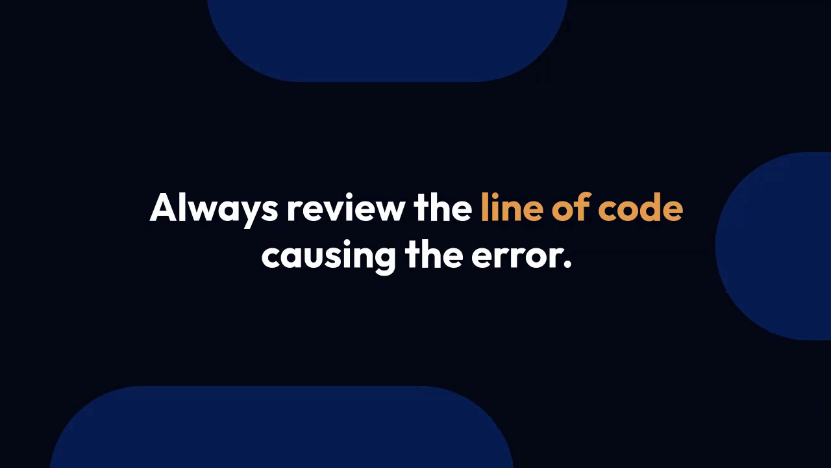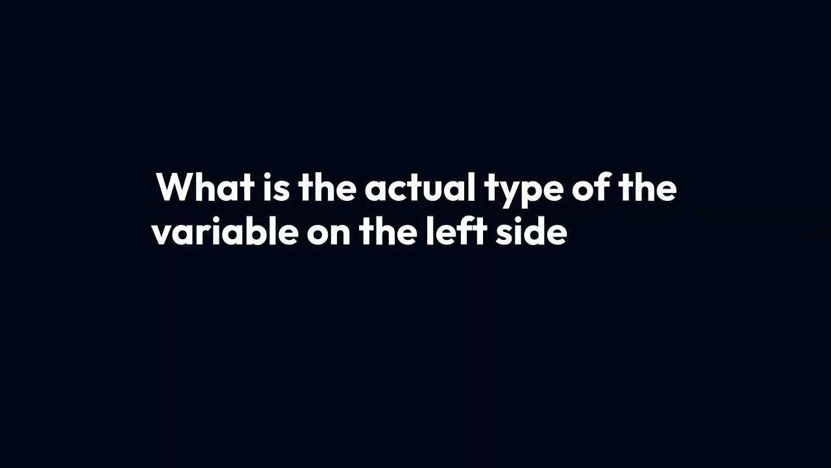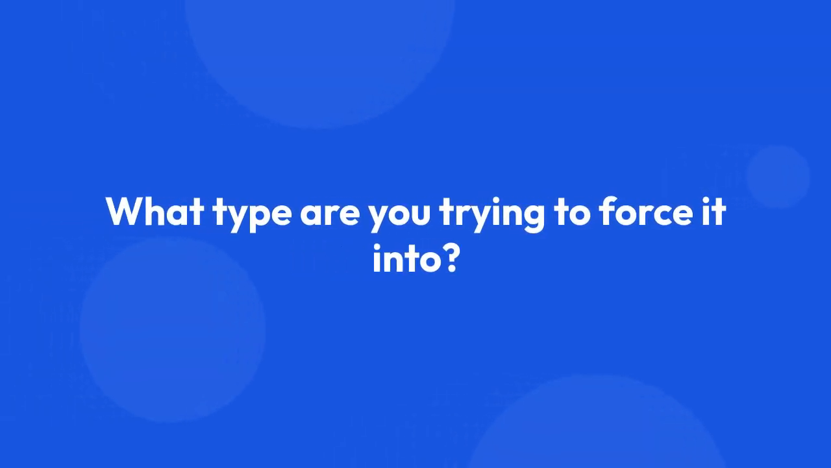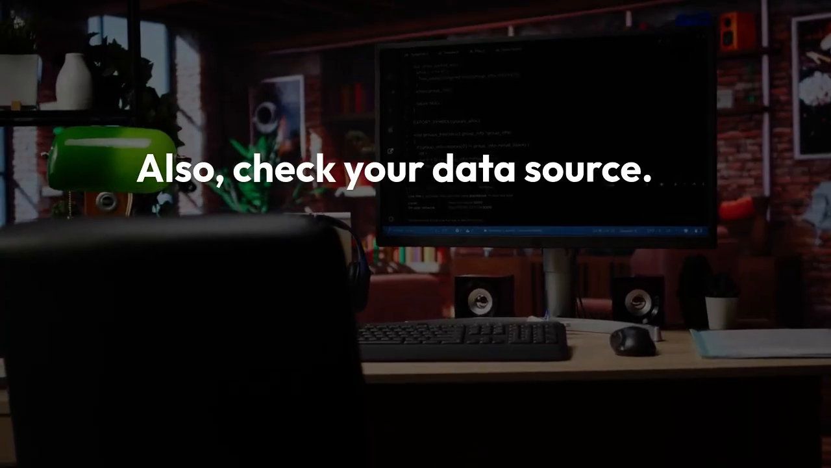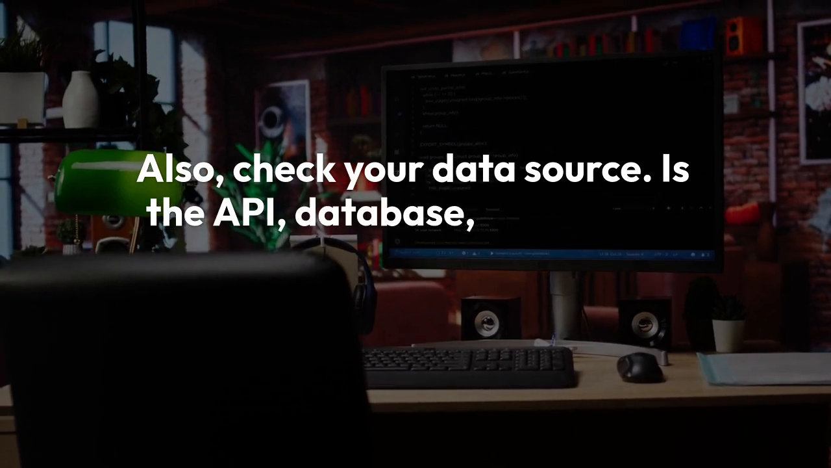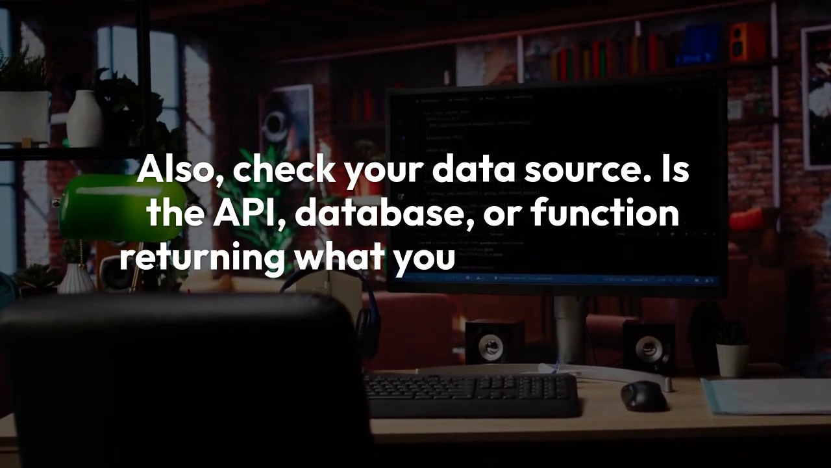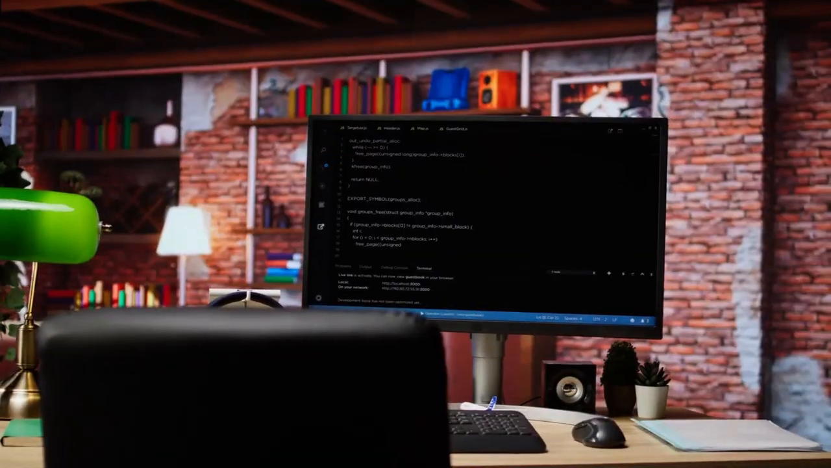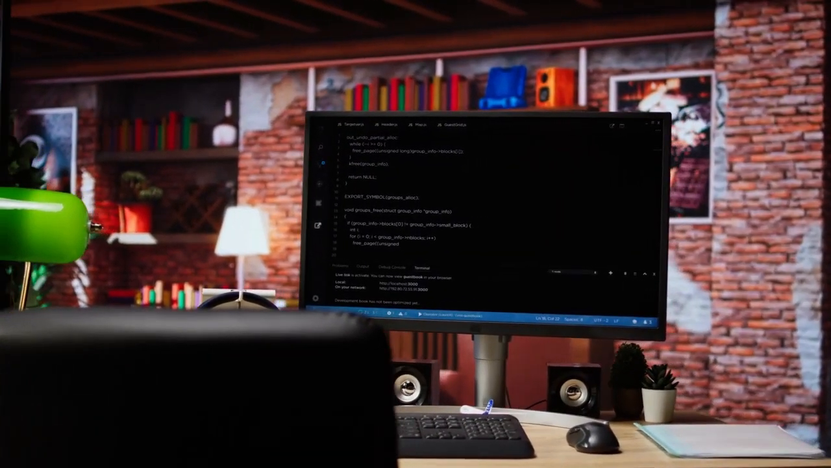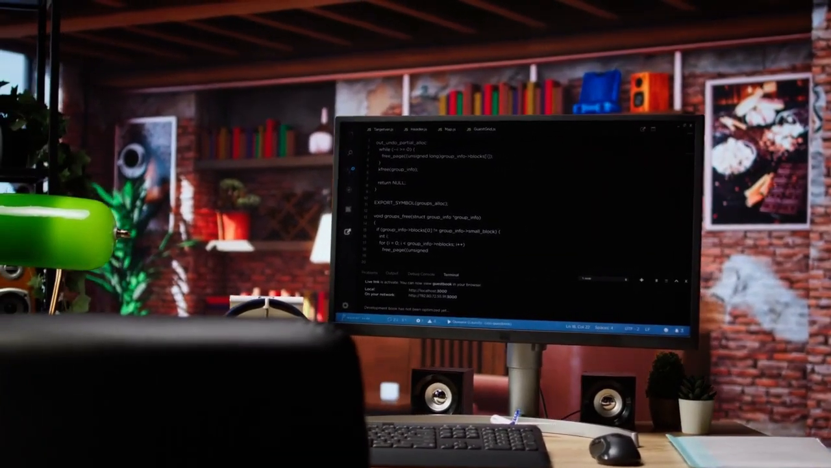Always review the line of code causing the error. What is the actual type of the variable on the left side of the cast operation? What type are you trying to force it into? Also, check your data source. Is the API, database, or function returning what you truly expect it to? Understanding the difference between a container and the items within it is key to resolving this error.